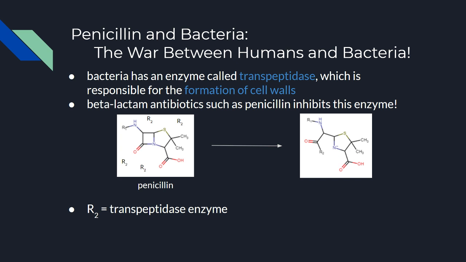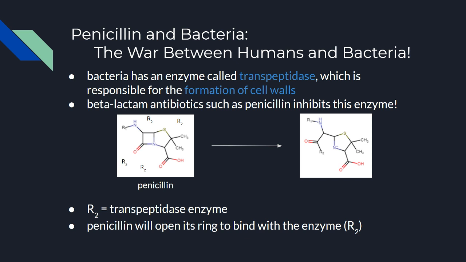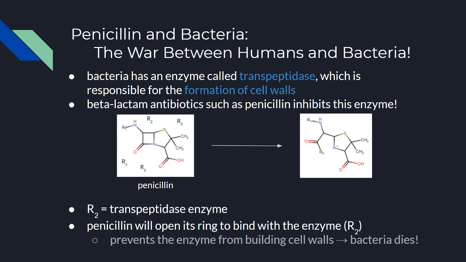Notice now on the right side, the ring has opened, and if you look very specifically to the ring, it has grabbed one of the R2s. Penicillin opens its ring and grabs or binds one of the enzymes, R2. Remember, the enzyme is on the side of the bacteria. The penicillin is on our side. So, when you take penicillin, it opens up and grabs the enzyme, and it prevents that enzyme from building the cell wall for the bacteria, and therefore the bacteria dies. Okay.